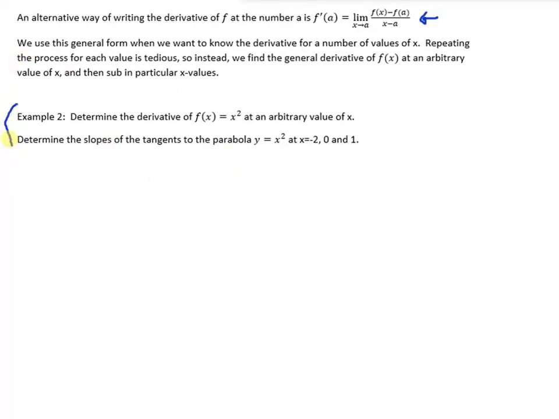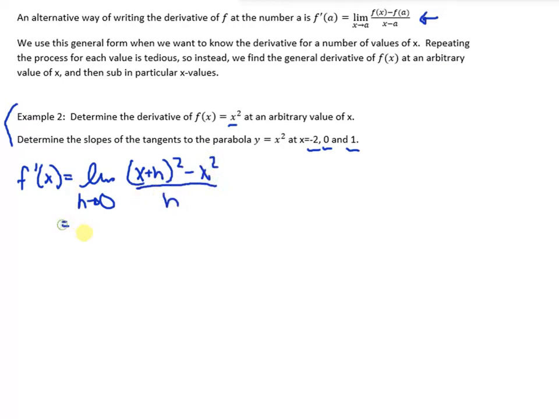Example 2 here asks us to find the derivative at -2, 0, and 1. Well, we can go down the entire page and we can do this 3 times, or we can simply do it once with the general form and then just sub in those values. So let's do the general form. The limit as h approaches 0, we can do the exact same thing. We're dealing with x squared. So x plus h squared minus x squared all over h. And we saw this in the last example.